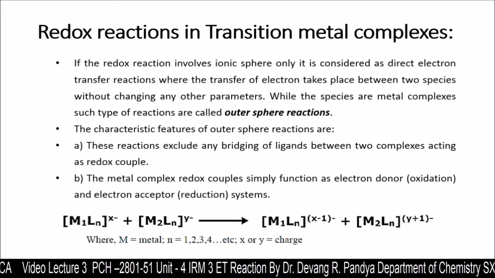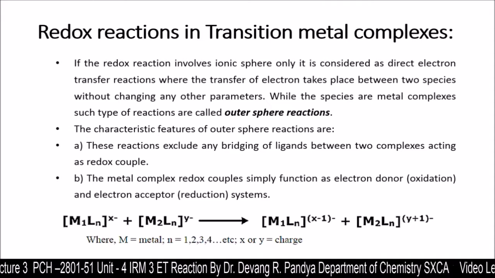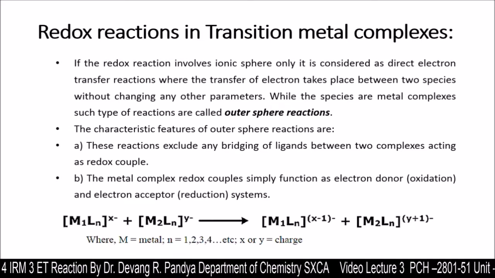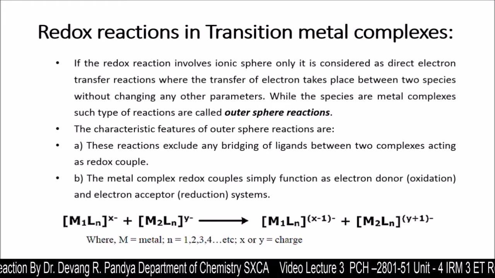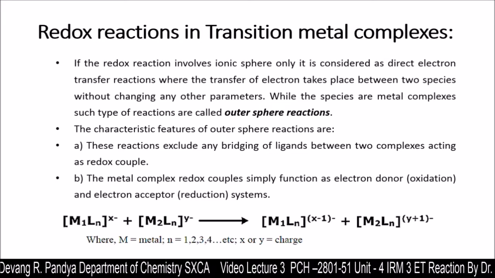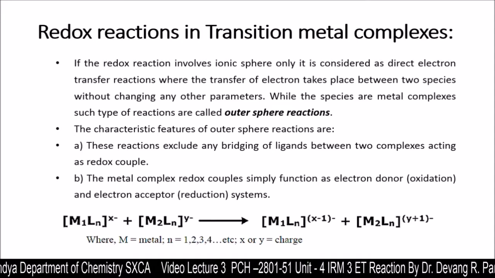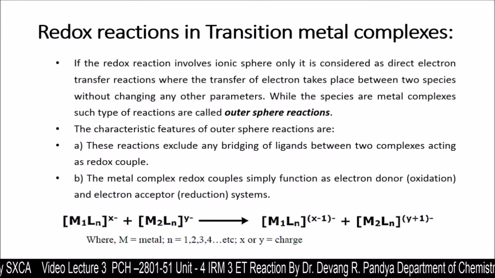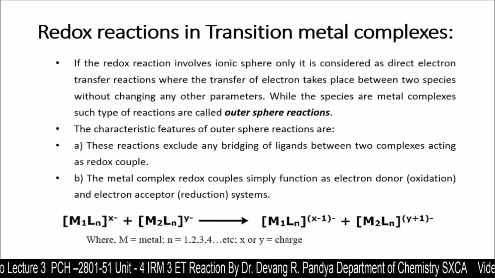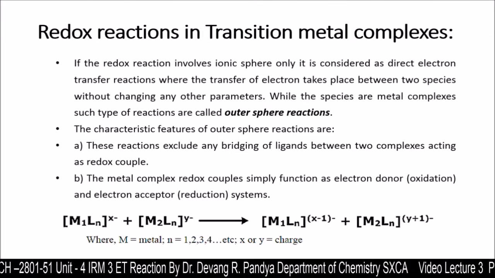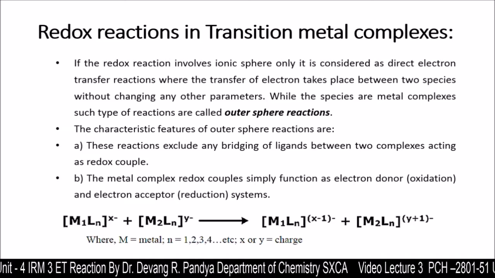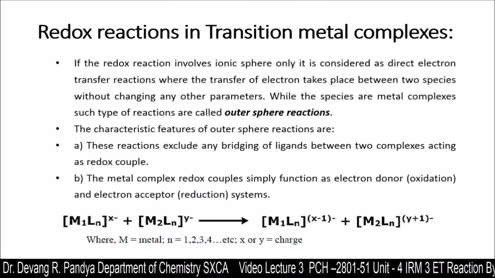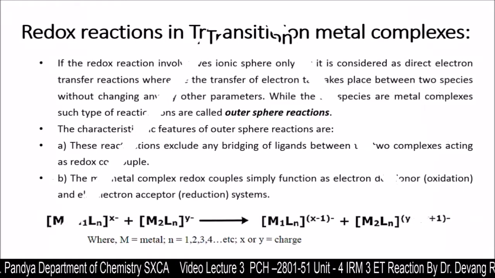Here is the common example given. M stands for metal, metal 1 and metal 2, ligand, and the charge would be x minus to y minus, and N could be the number 1, 2, 3, 4, any you can take. And here you can see from metal 1 to metal 2 electron transfer takes place, or metal 2 to metal 1 electron transfer takes place, and that results in outer sphere electron transfer redox reaction or ET reaction.